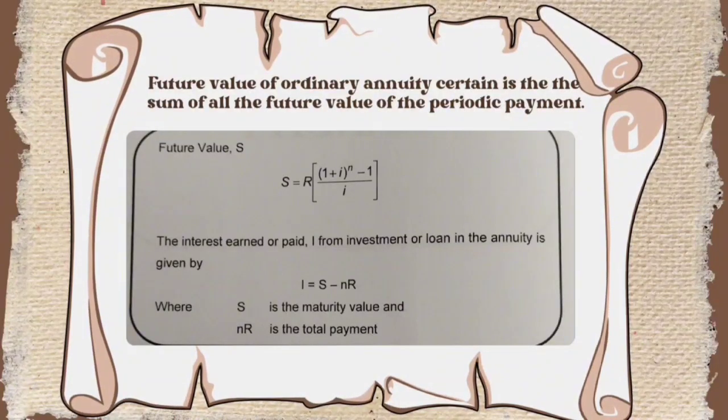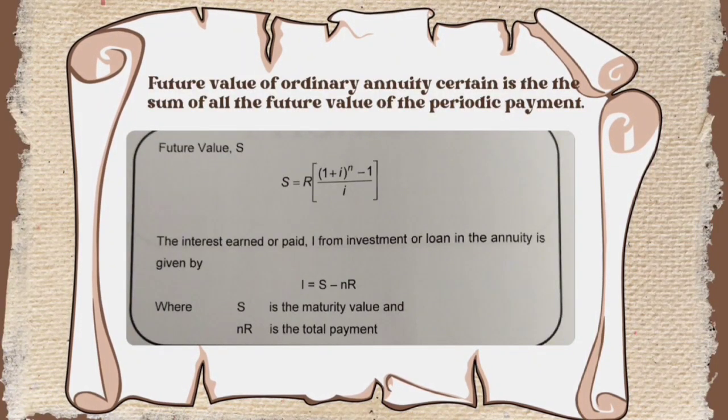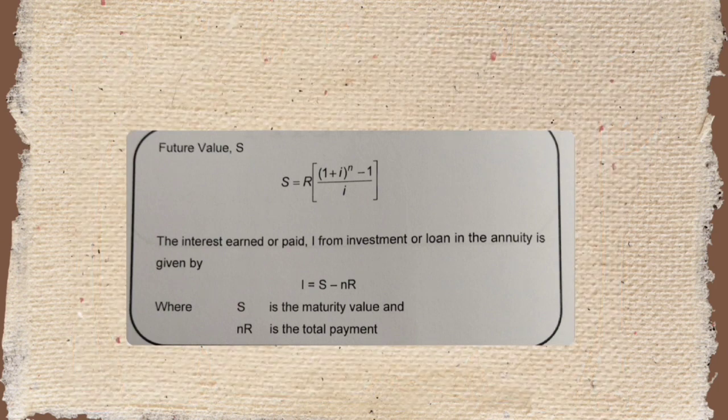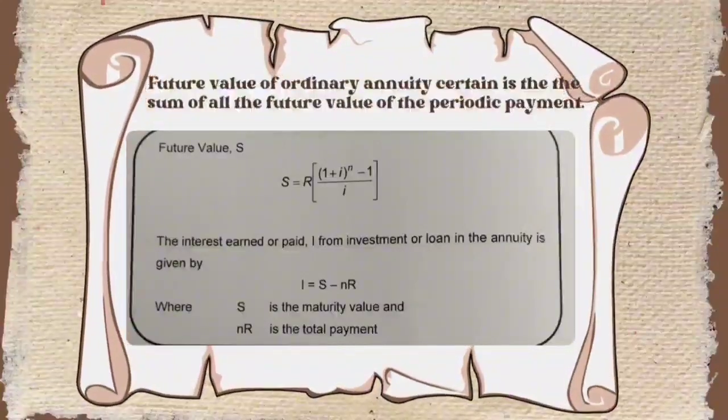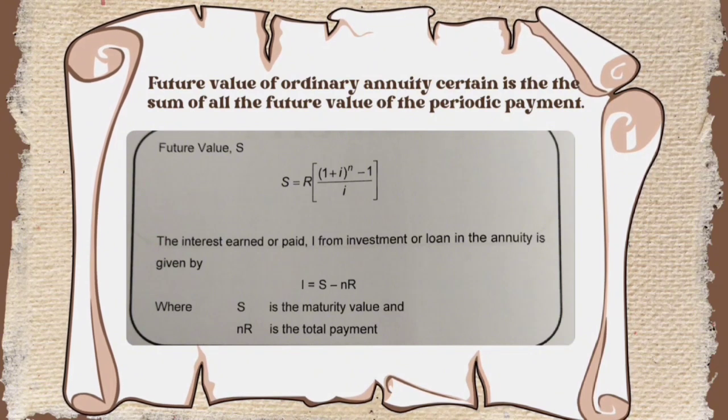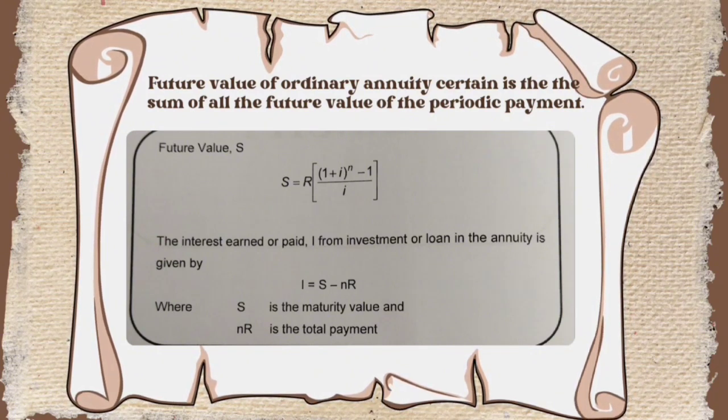Future value of ordinary annuity certain is the sum of all the future value of the periodic payment. Future value formula is S equal to R[((1 + i)^n - 1) / i]. The interest earned or paid, I, from investment or loan in the annuity is given by I equal to S minus nR, where S is the maturity value and nR is the total payment.